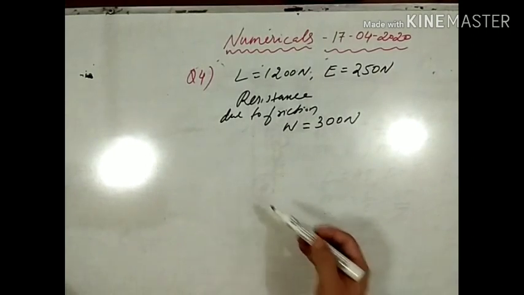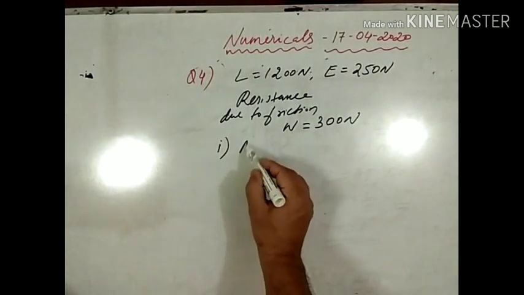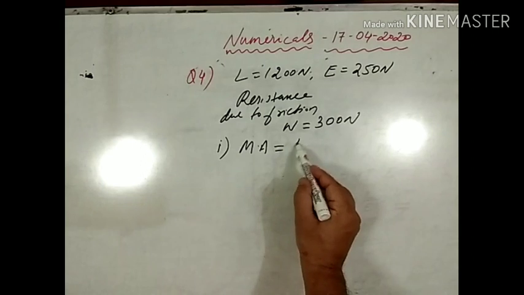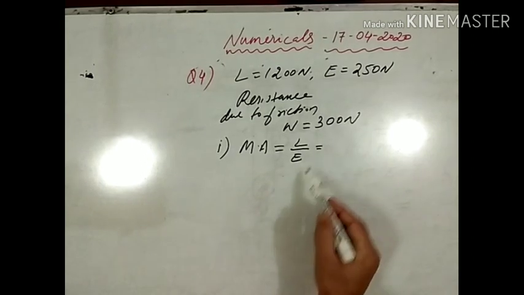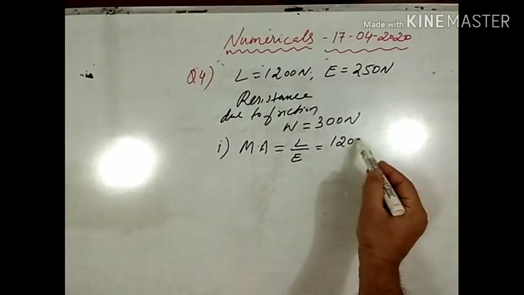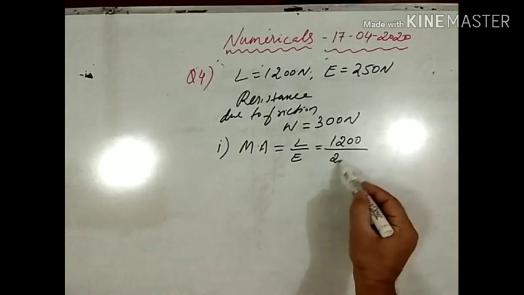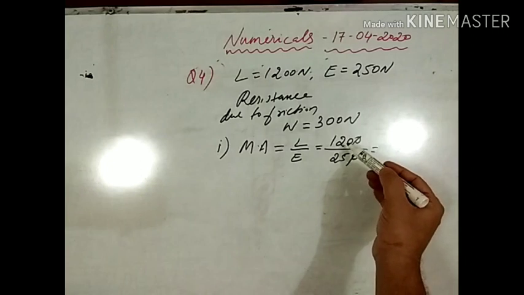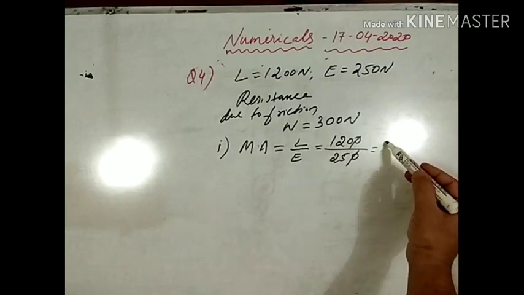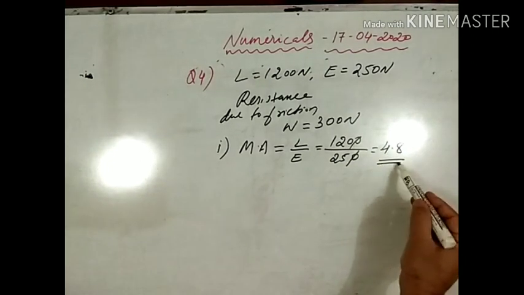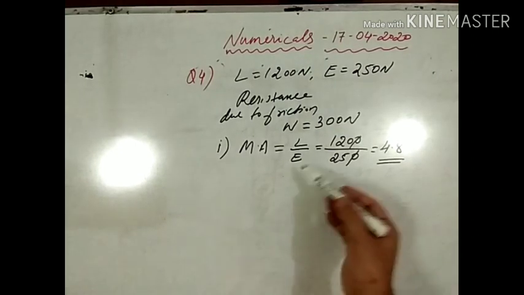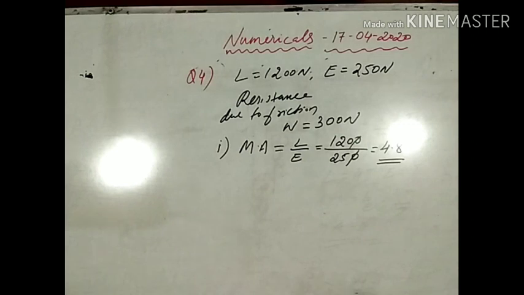The first part of the question, mechanical advantage. What is the mechanical advantage of the pulley system? Mechanical advantage is equal to load upon effort. Very simple. What is load? 1200 upon 250. That is equal to, calculated, 120 divided by 25. It is coming out as 4.8. It has no unit. It is a pure ratio. So, we got the mechanical advantage as 4.8.